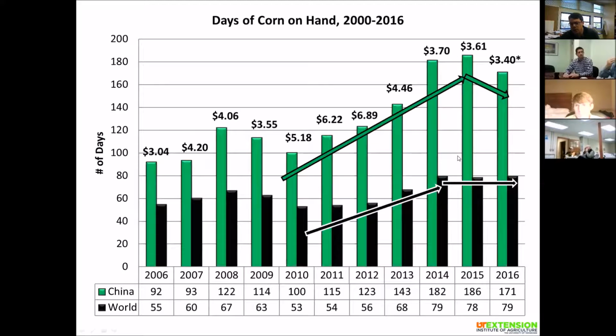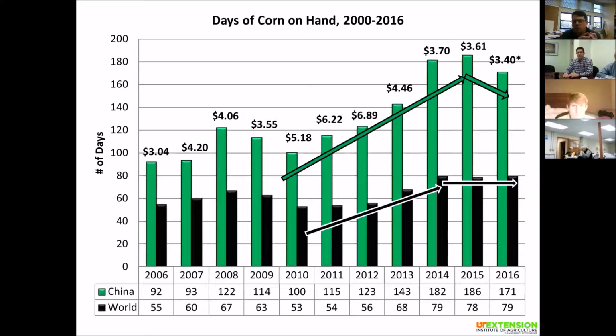Now, you can't just look at stocks because we have to adjust that for consumption. We obviously have rising consumption over time. So one of the easier ways that I've been able to show this is the number of days of corn on hand. Simply put, take total consumption, divide it by 365 days. That's how much corn on average per day we're using for either the world, China, or the US, and then divide ending stocks by that number.